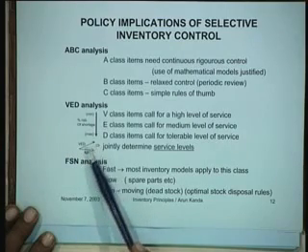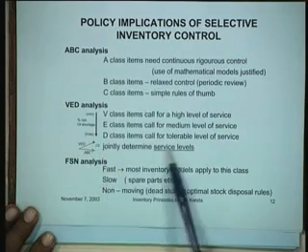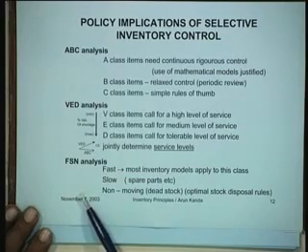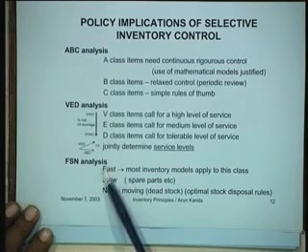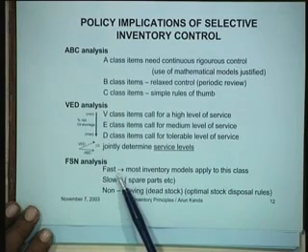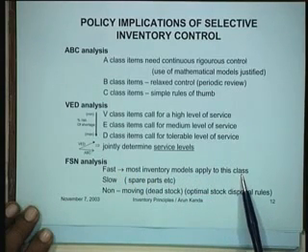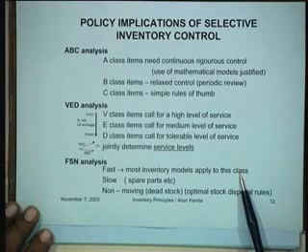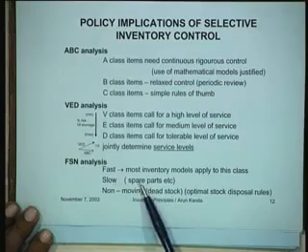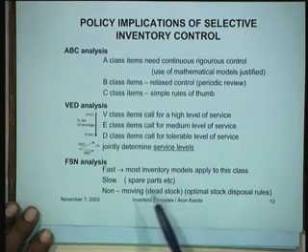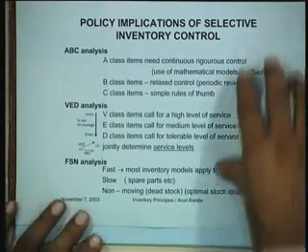So whether it's VED or ABC, depending on that you will choose a service level. And as far as FSN analysis is concerned, fast moving items, most inventory models apply to this category. Most of the research which has been done in inventory models like economic order quantity determination and so on belongs to this category. Then we have slow items, which are slow spare parts, non-moving items or dead stock, for which optimal stock disposal rules are necessary.